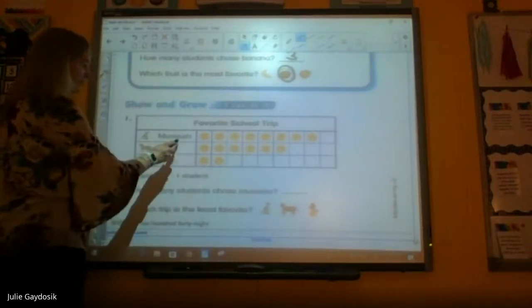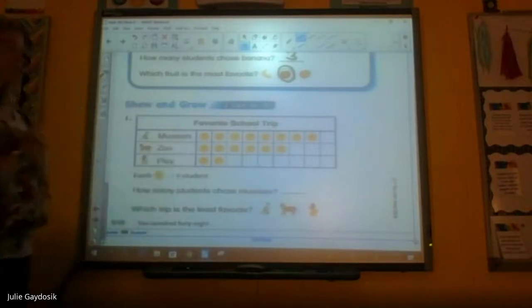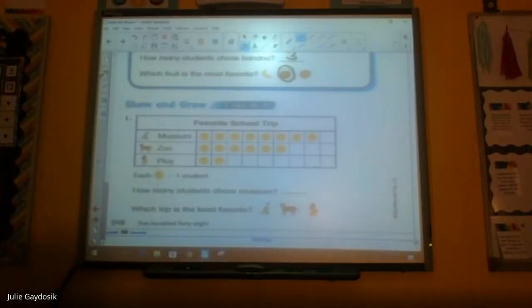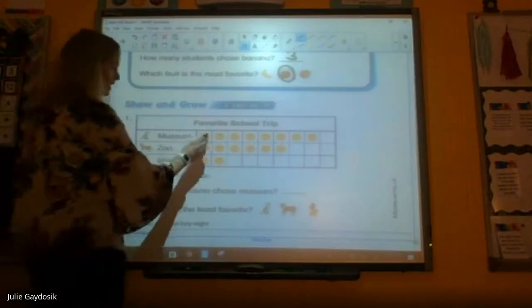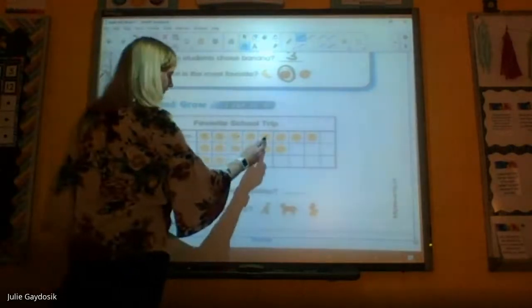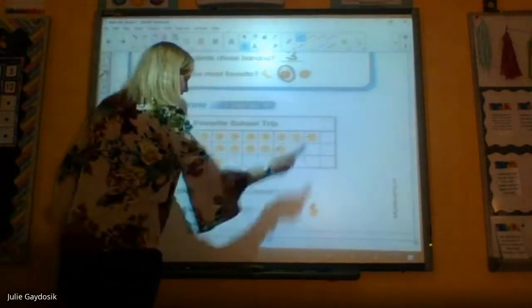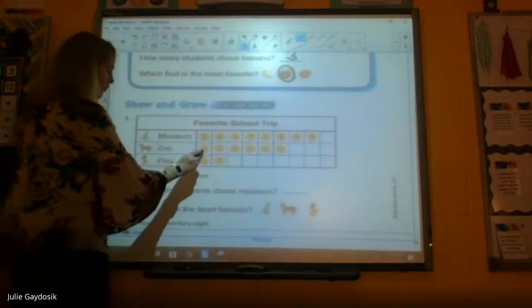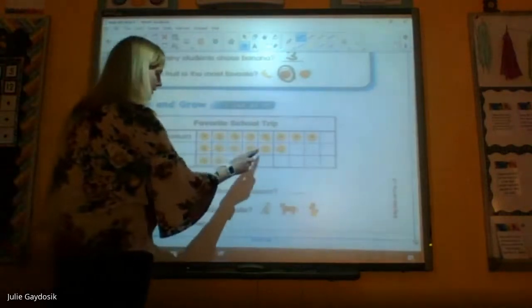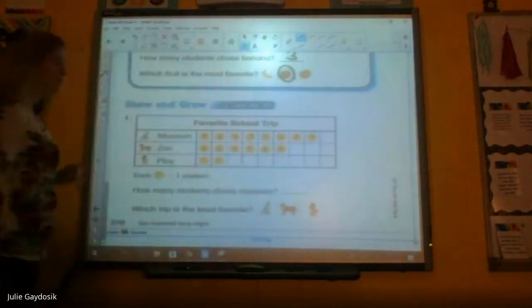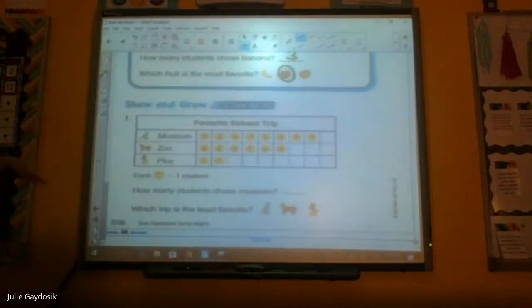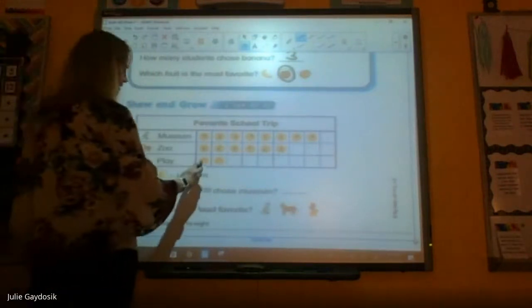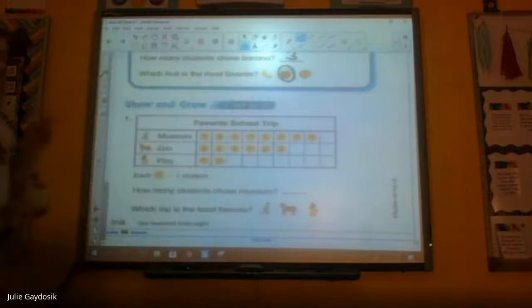Okay. So looking at the museum, how many people voted for the museum as their favorite school trip? 1, 2, 3, 4, 5, 6, 7, 8. 8 people voted for the museum. Let's count the zoo. 1, 2, 3, 4, 5, 6. 6 people voted for the zoo. Play. 1, 2. 2 people voted for the play.